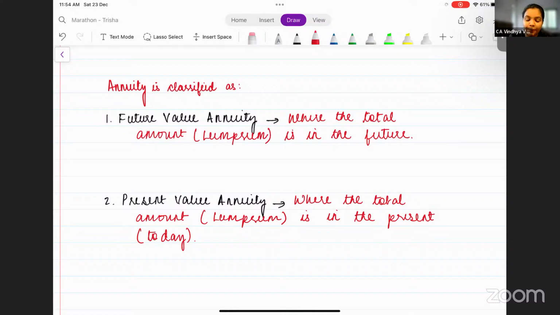Now, for example, if you deposit money into a bank, okay, the money gets accumulated, and after some years, you'll get a total value. That is your future value annuity because that lump sum is received in the future. Okay, and if you borrow money from the bank, you will get the lump sum today. Correct? The lump sum today, that becomes your present value annuity. Okay, so how do you distinguish what is future value and what is present value? It is based on where the total value is. If the total value is today, then it is present value. If the total value is after some years, then it is future value.